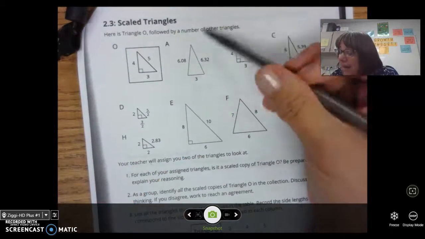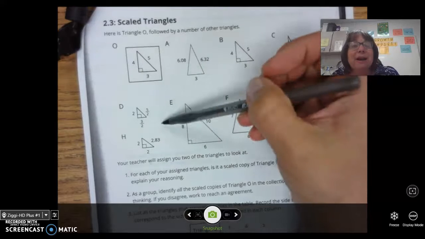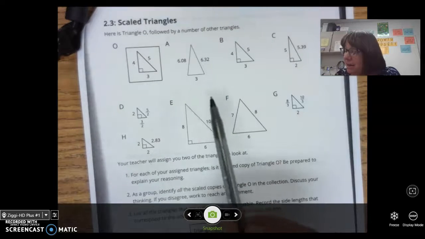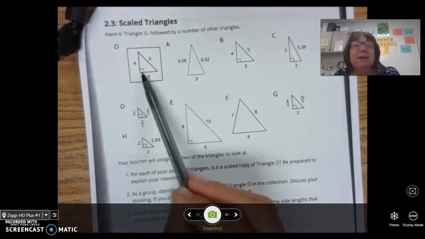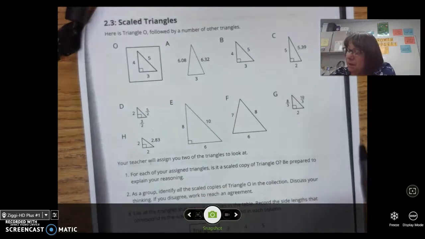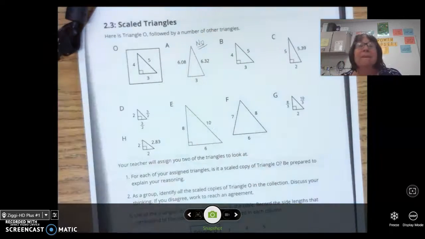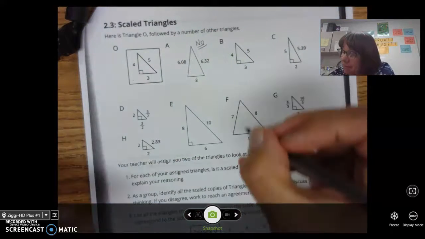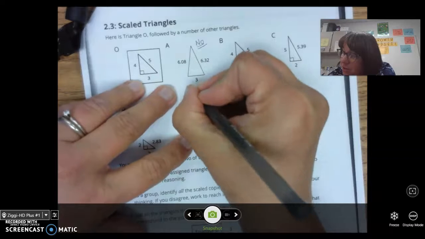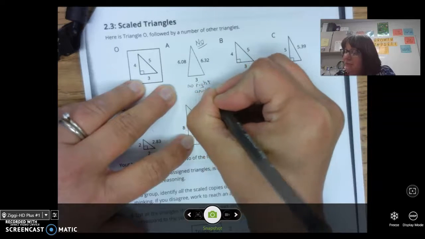Well, if I look at A, I don't even need to do that. Because look, this one has a right angle. Do you see a right angle in A? Here's your right angle, a 90 degree. Is there one in figure A? No. So this is not a scaled copy. We might write no right angle. That's how we knew.